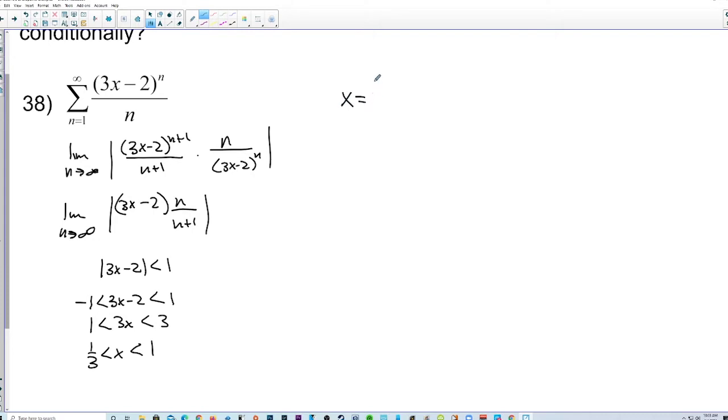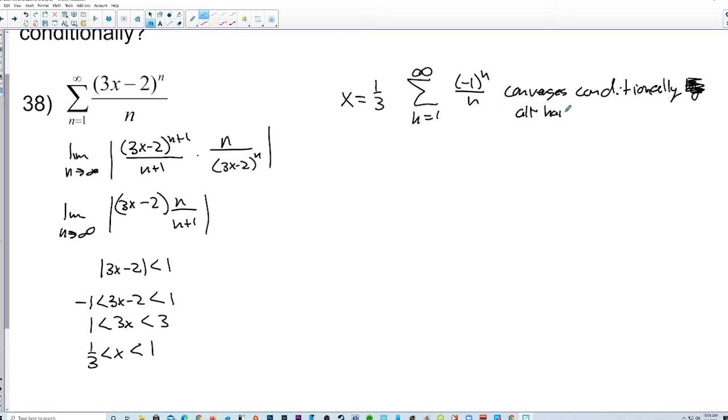Let's check our endpoints. x equals 1/3. And we get the sum from n equals 1 to infinity of, 1/3 of 3 is 1, 1 minus 2 is negative 1, we get negative 1 to the n over n. Now this converges conditionally by alternating. It's the alternating harmonic series.